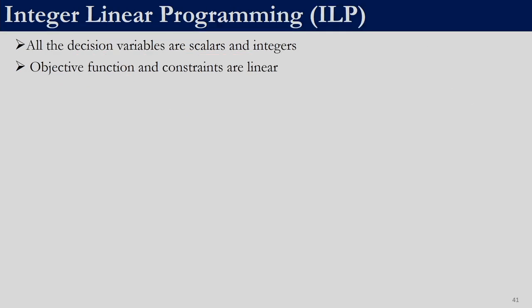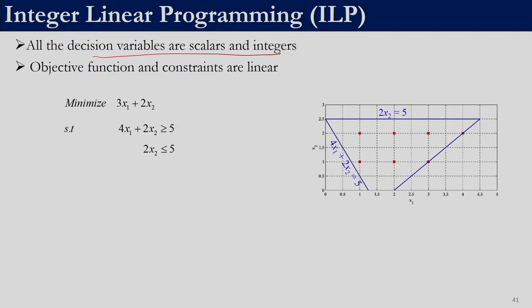Coming to integer linear programming, in integer linear programming the decision variables are scalars and integers. We can have multiple decision variables, but all of them are scalars. The objective function and constraints are supposed to be linear here. So here we have a problem where we want to minimize the function 3x1 plus 2x2. That is our objective function. The constraints are 4x1 plus 2x2 should be greater than or equal to 5, and 2x2 is less than or equal to 5.